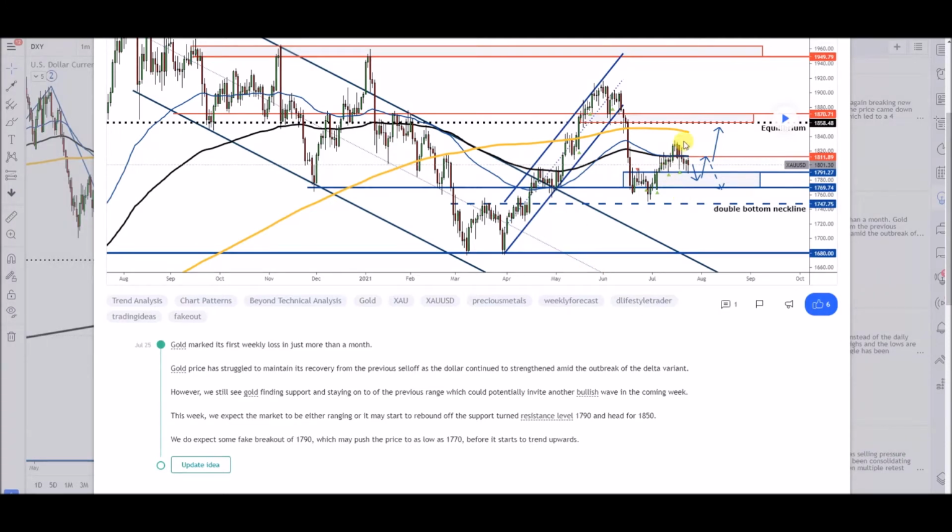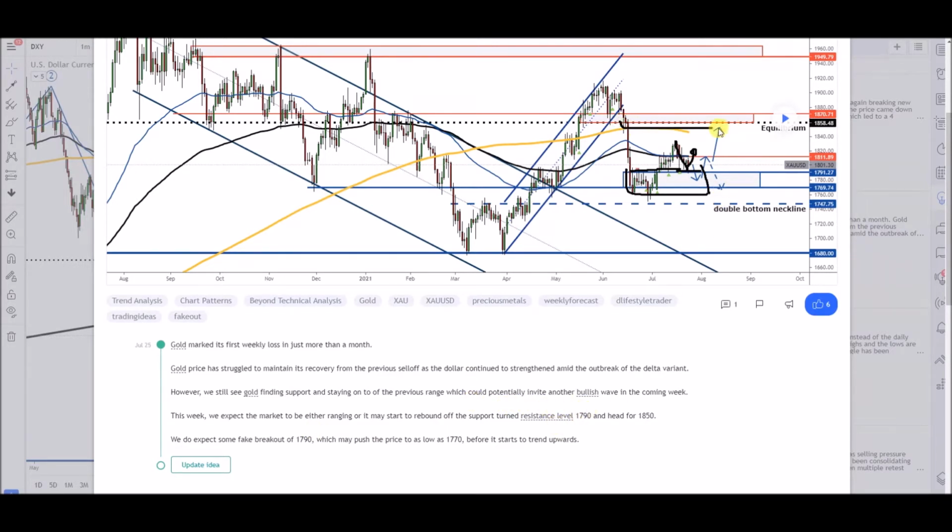All right, so you can see that although price has come down, it's still sitting right at the top of the previous consolidation or range right here, and still staying supported. So we still expect the price to go up eventually. So this week we expect the market to be either ranging, or it may start to rebound off the support turned resistance level 1790 and head for 1850.